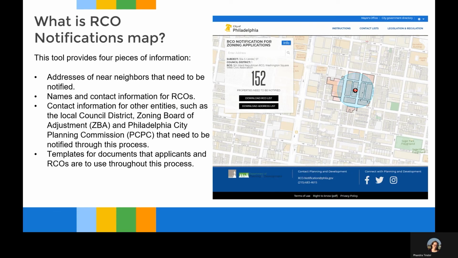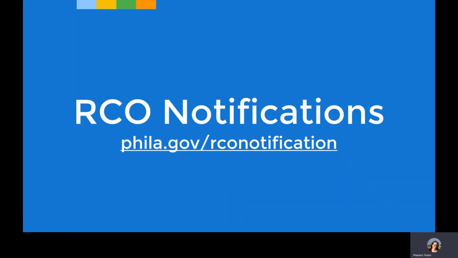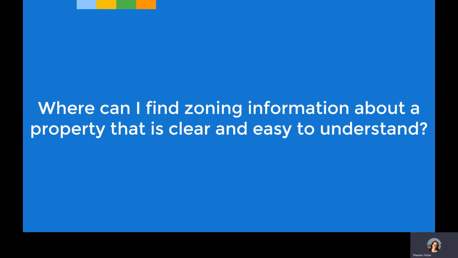All right. And just as a reminder, all of the URLs and website addresses will be provided in the email itself, so you don't have to remember all of these. That one is phil.gov/RCO notification.